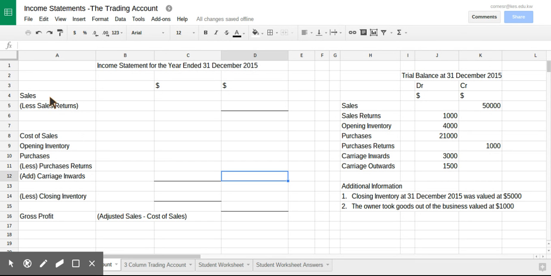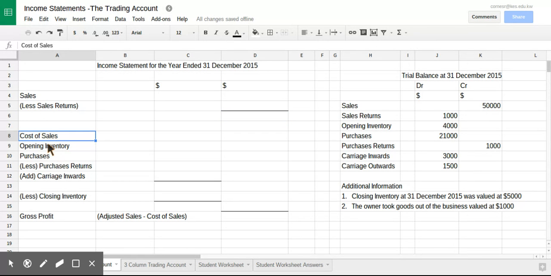Big areas, top area, will always have sales in and will always have less sales returns. And we do that because we want our real value of sales. We don't want to look at what we sold and then goods came back, but what we're adjusting is finding out the actual sales for the year.